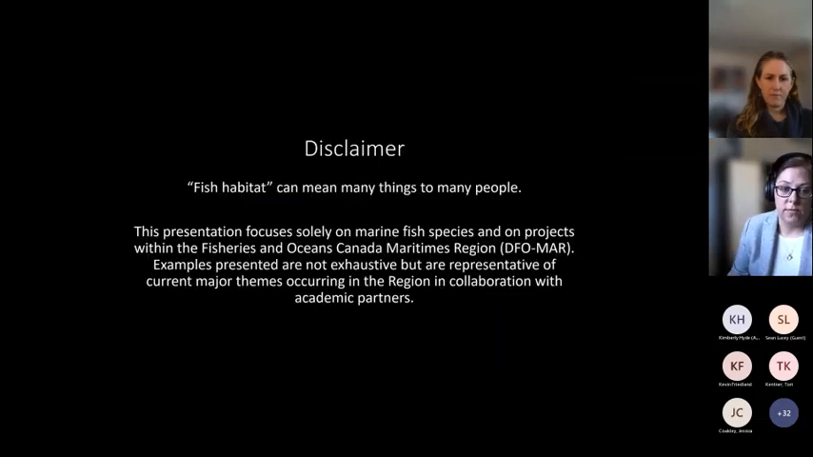So before we get too far, a quick disclaimer. Of course, the word fish habitat can mean many things to many people. This presentation focuses solely on fish habitat work related to marine fish species and on projects within the DFO Maritimes region. And the examples presented are not exhaustive, but are representative of current major themes in the region and are being conducted in collaboration with academic partners.